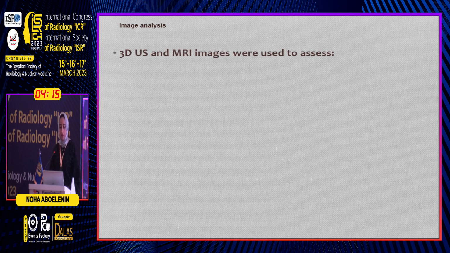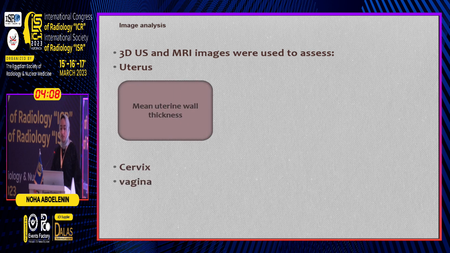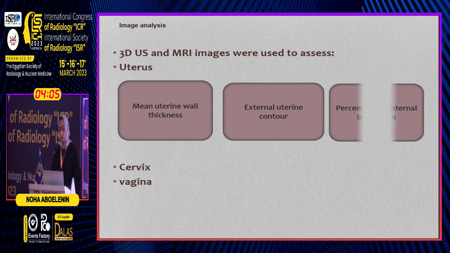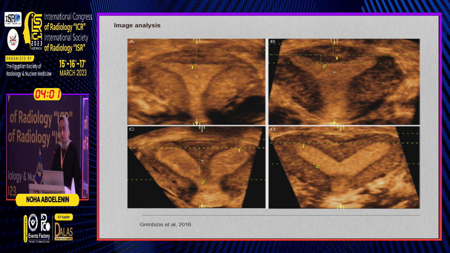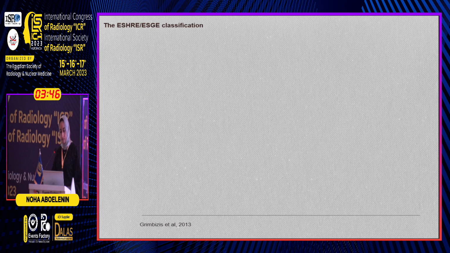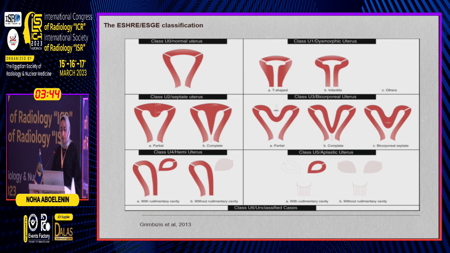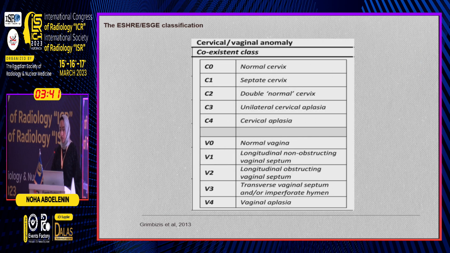3D ultrasound and MRI images were used to assess the uterus, cervix, and vagina. In the uterus, we measure the mean uterine wall thickness, the external uterine contour, and the percentage of internal indentation, and how to interpret. These are 4 different types of uteri. First, we draw a line connecting the 2 uterine cornua as a yellow line, and another line parallel to the external uterine contour, and the distance between the 2 lines represents the mean uterine wall thickness. Then we measure the percentage of internal indentation. This is the classification of uterine anomalies, and this is for the cervical and vaginal anomalies.